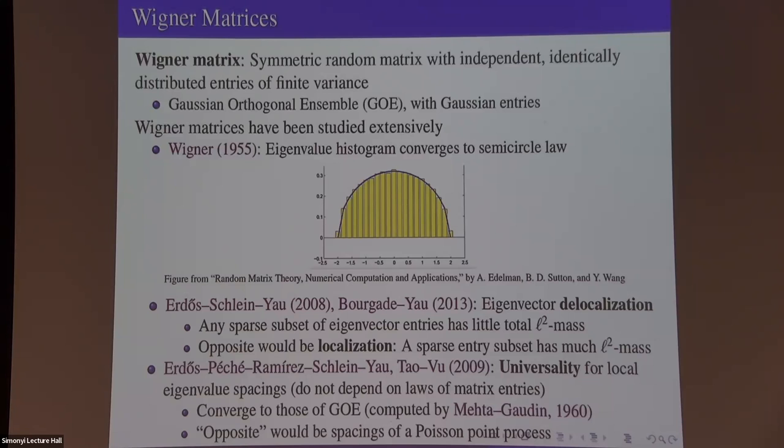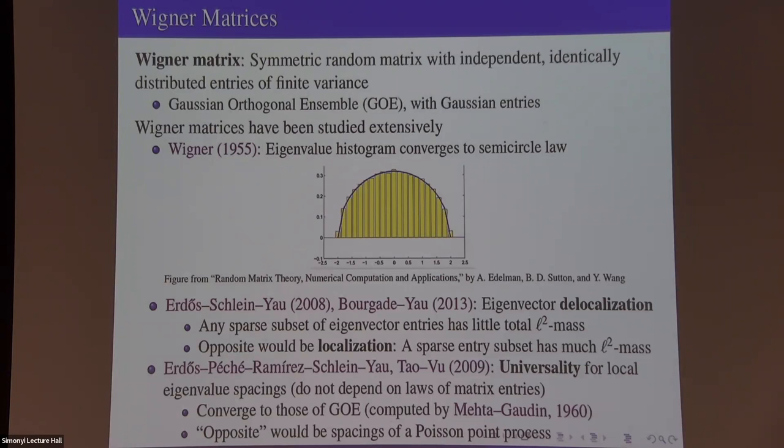Okay, so Wigner matrices have been extensively studied over the past 6.5 decades, dating back to the work of Wigner in 1955, who studied the global law of the eigenvalues. You can think of it like the eigenvalue histogram. If you take a Wigner matrix and look at its eigenvalues, they'll converge to the so-called semicircle law, which is shown over here. So that's on the global scale.